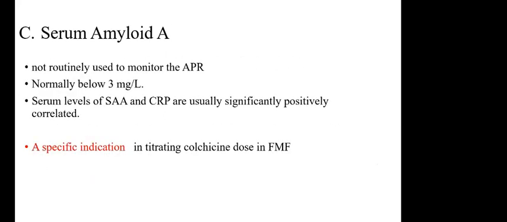Serum amyloid A is considered an acute phase reactant, but this test is not routinely used to monitor the acute phase response because it's an expensive test and due to the technical difficulty in performing it. Normally it's below 3 milligrams per liter. Serum levels of serum amyloid and CRP are usually correlated with each other. One specific indication for measuring serum amyloid is to monitor the response to colchicine in familial Mediterranean fever.